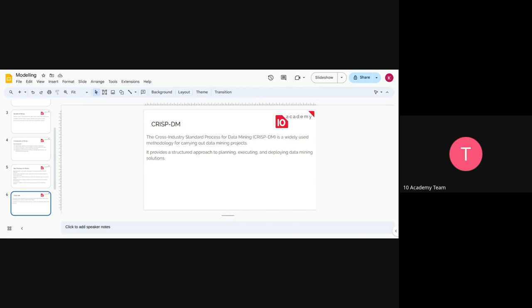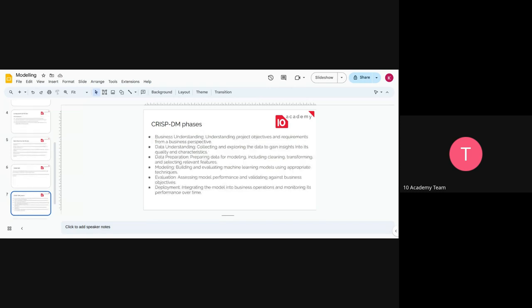So I wanted to look at this well-known data mining process. This framework, this methodology that's used in data mining. So it's called CRISP-DM or Cross-Industry Standard Process for Data Mining. So you can also use this in any ML projects because they have a lot in common. This is what I used to use. So it provides a structured approach to planning, executing, and deploying a data mining solution.